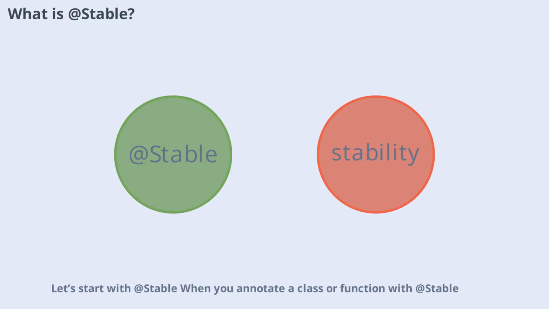Start with @stable. When you annotate a class or function with @stable, you're telling Compose that this object might change, but if it does, Compose will be notified. This means the object is predictable. It won't change unexpectedly, and Compose can trust it to behave consistently. For example, a class marked as @stable guarantees that its properties won't change unless you explicitly update them. This helps Compose avoid unnecessary UI updates, making your app more responsive.